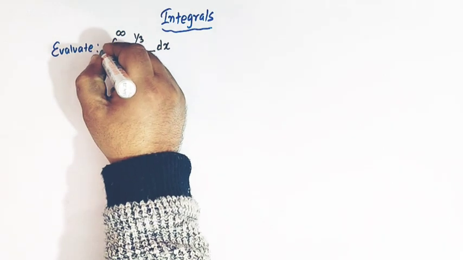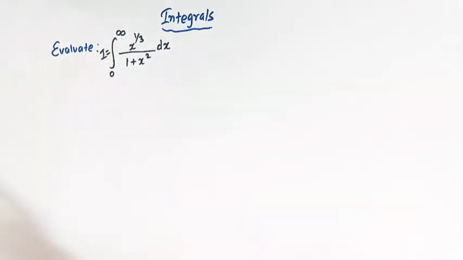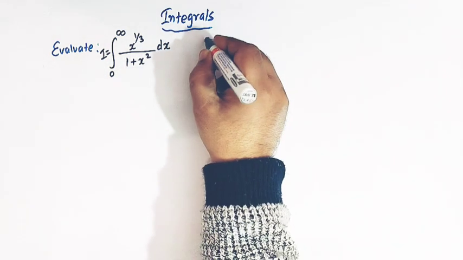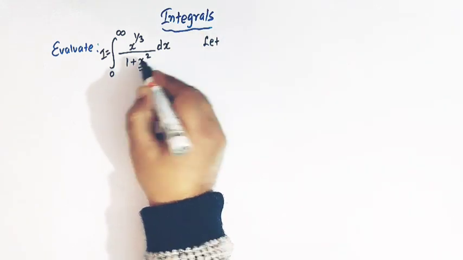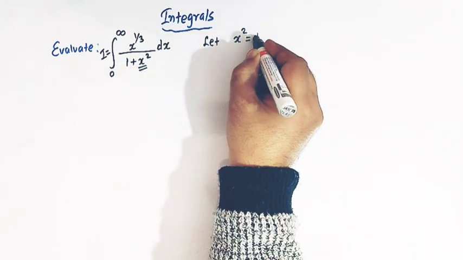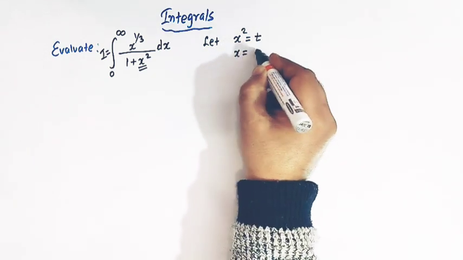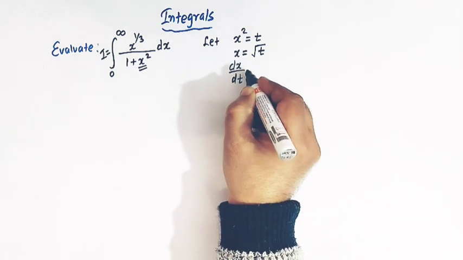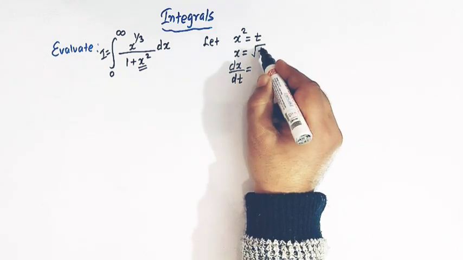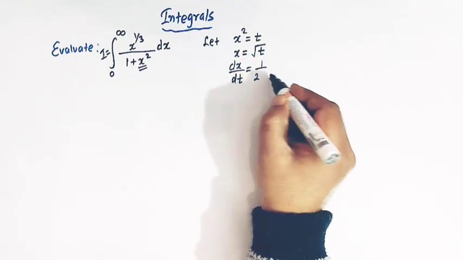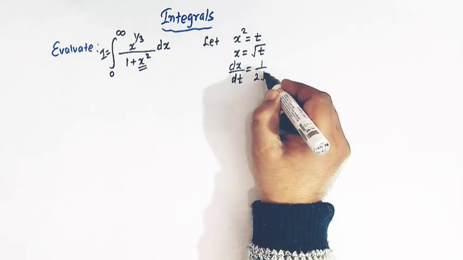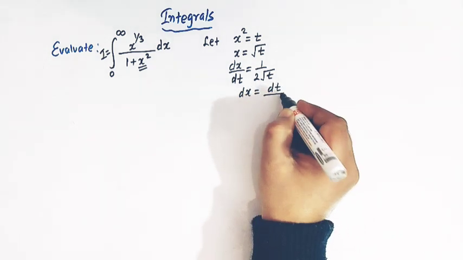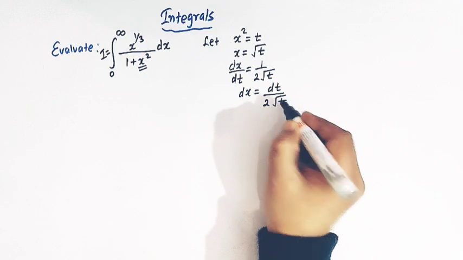So let us take this integral as I, and here we are going to make use of the substitution method. We'll take x square is equal to t, so x is equal to square root of t. Let us differentiate x with respect to t. So dx over dt is the derivative of square root of t, which is 1 over 2 times square root of t. So dx can now be written as dt over 2 times square root of t.